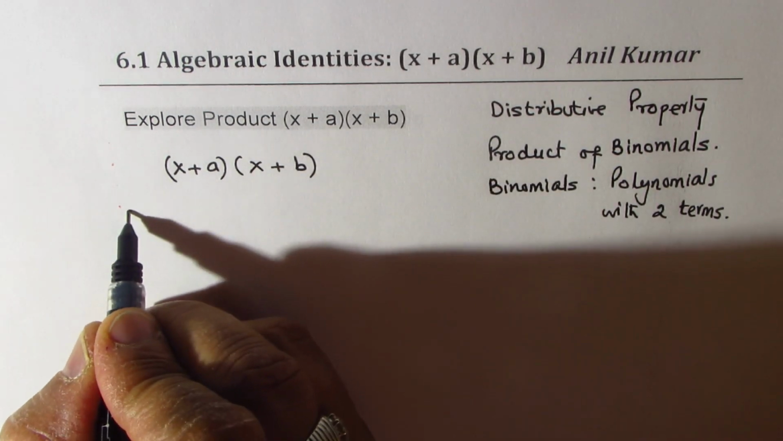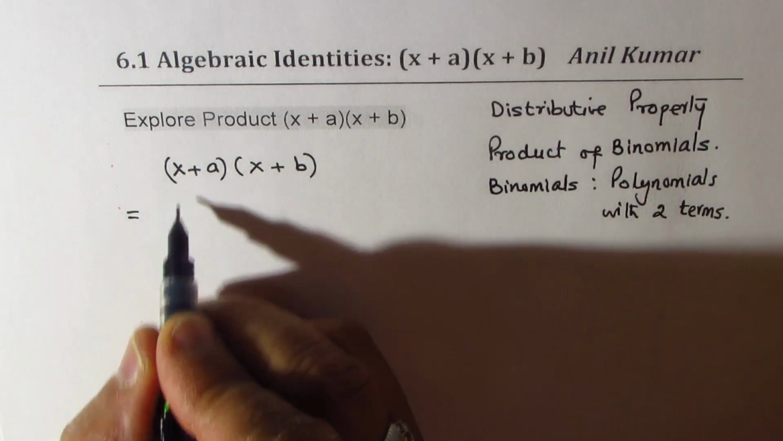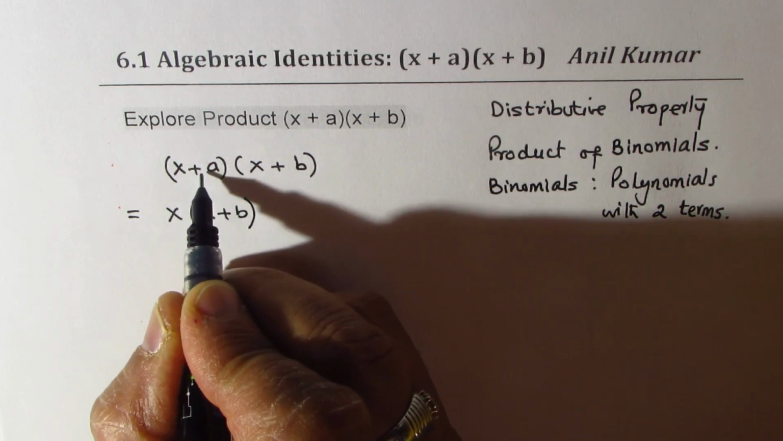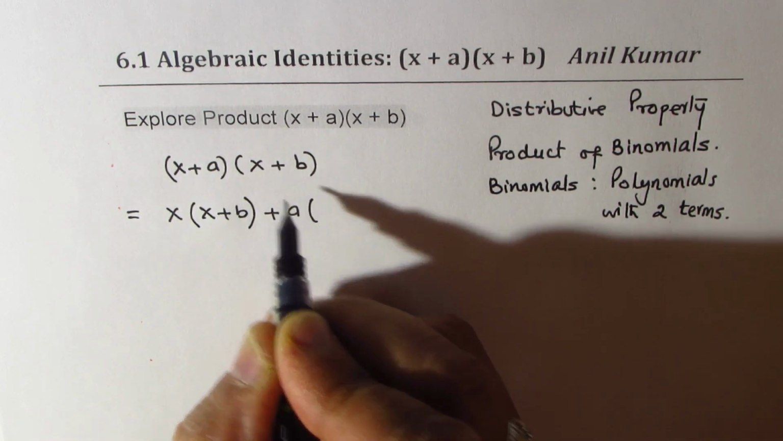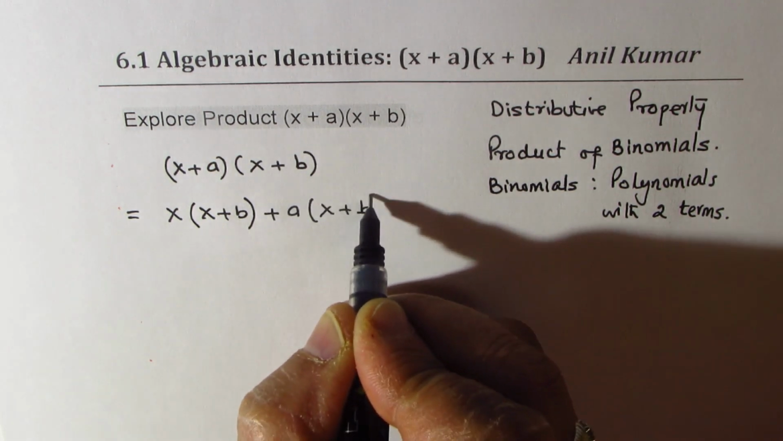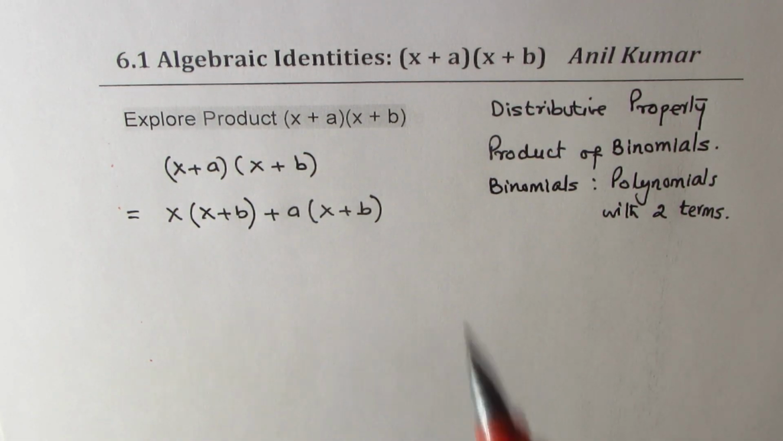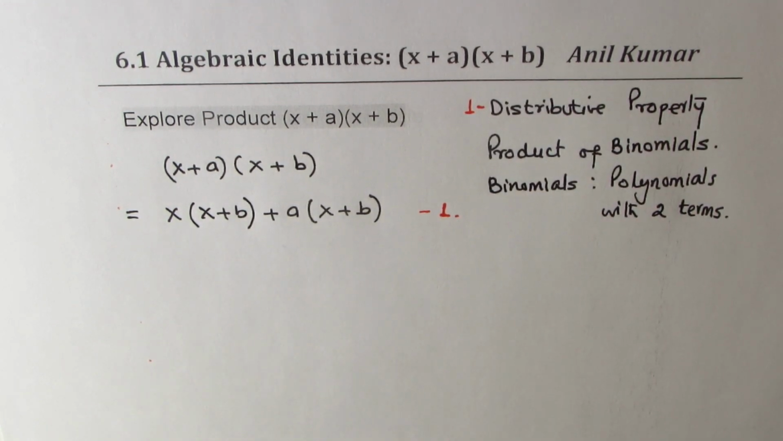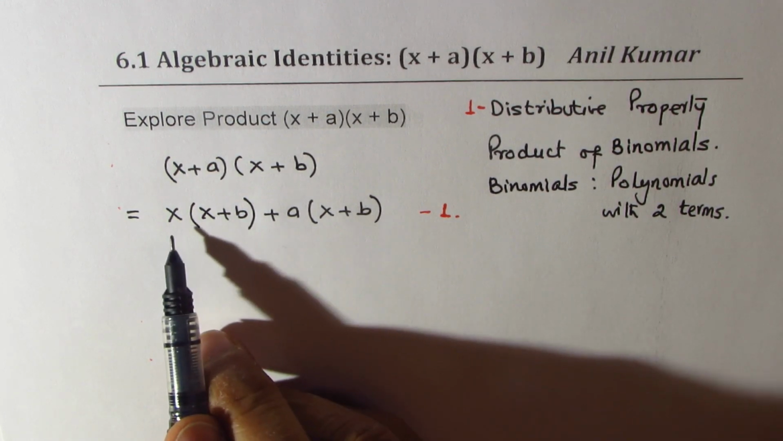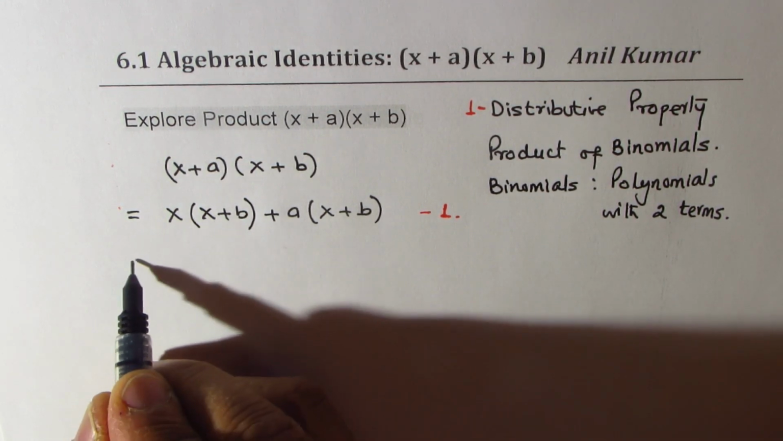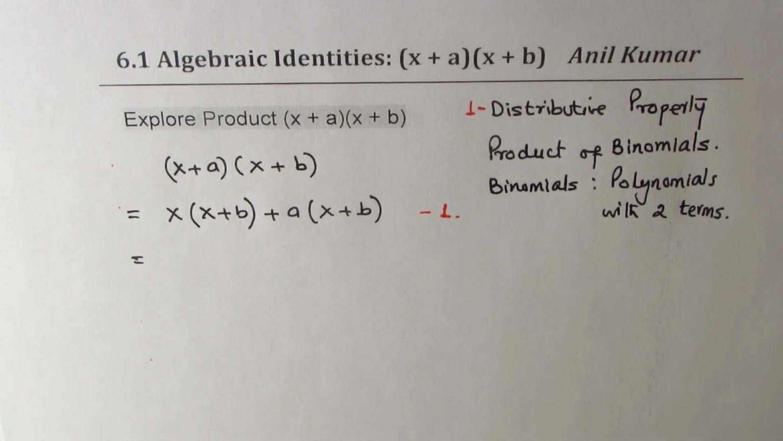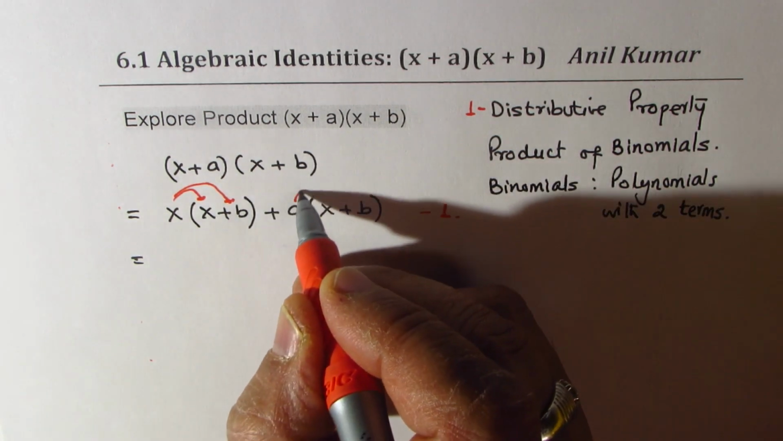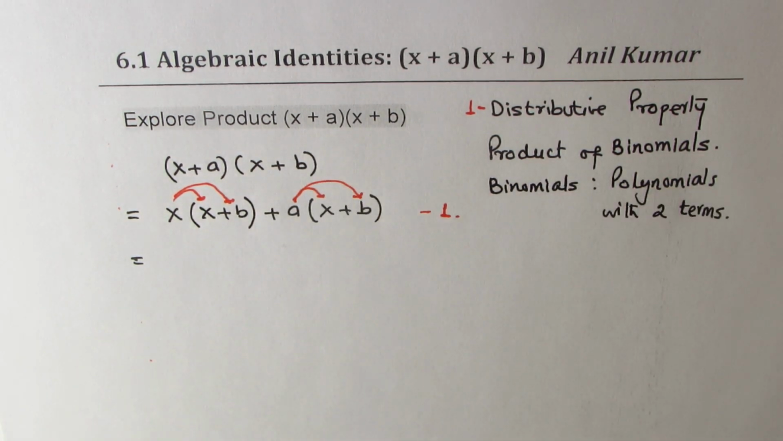So when you multiply them, we'll apply the distributive property. That means x should be multiplied with x plus b, and then plus a will be multiplied by x plus b. So that is how you distribute. So we have applied the first one, which is the distributive property here, right? Now you have learned already how to multiply with monomials, so we'll apply that. Now again you could distribute, so x gets multiplied with x and also with b. Similarly, a will be multiplied with x and also with b.